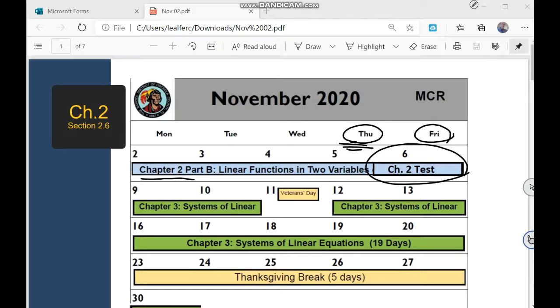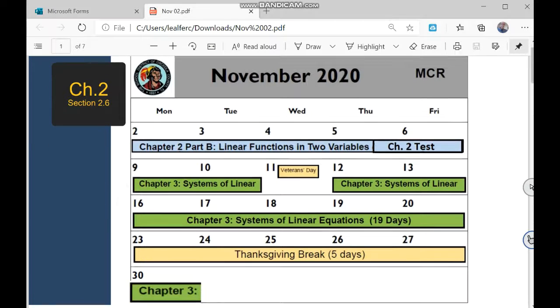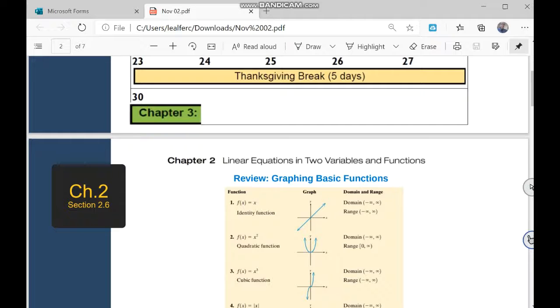We have Veterans Day next week, we have Thanksgiving, a whole week of Thanksgiving. So we're going to struggle a little bit to finish chapter 3 because we have lots of days off in November. That's our calendar, that's what we have planned for November.